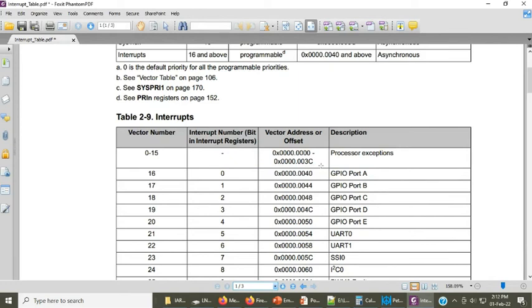So exceptions are negative interrupts also. They have much higher priority than normal interrupts. Clear? Or do I need to explain it more?